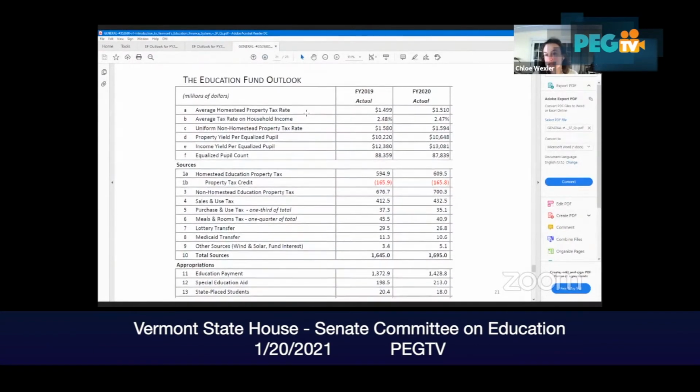And just a quick introduction to the education fund outlook, which is the legislative document that the legislature uses to determine where to set those yields. This is how we look at what is available in the fund. We make estimates of how much homestead education tax we're going to have, how much non-homestead tax, and how much sales and use tax. Once we determine how much money is in the fund, we can determine how much money we can provide for a tax rate of $1, and that is how we determine the yield.